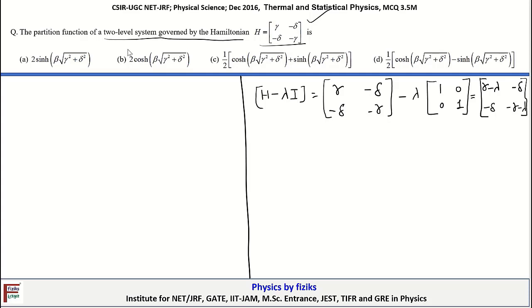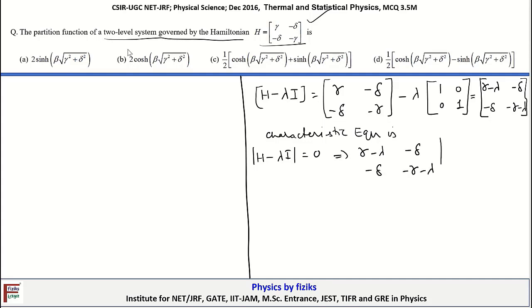Okay, and the characteristic equation is from here. The characteristic equation is given by determinant of H minus lambda I equal to 0. Okay, this implies the determinant with entries gamma minus lambda, delta, delta, minus gamma minus lambda, and its determinant should be equal to 0.